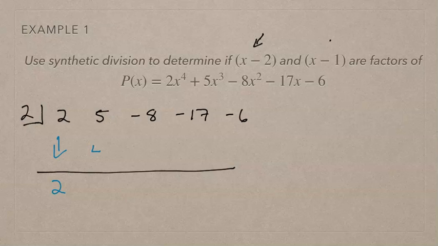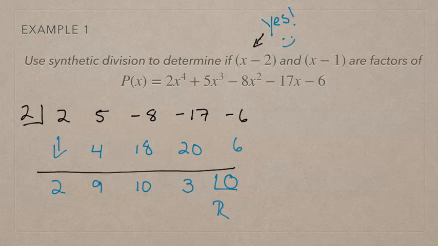2 times 2 is 4, 5 plus 4 is 9, 2 times 9 is 18, 18 plus negative 8 is 10, 2 times 10 is 20, 20 plus negative 17 is 3, 2 times 3 is 6, negative 6 plus 6 is 0. I don't have to do anything else. If I want to know if this is a factor, I look at the remainder, and the remainder is 0. So we say, yes, this is a factor. You can put a little smiley face if it makes you feel better.